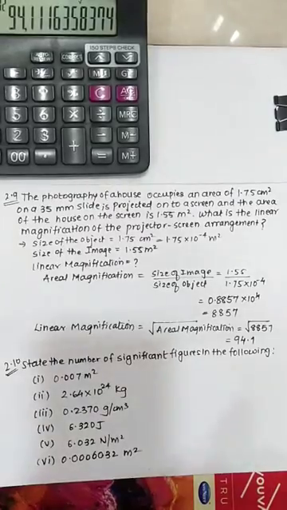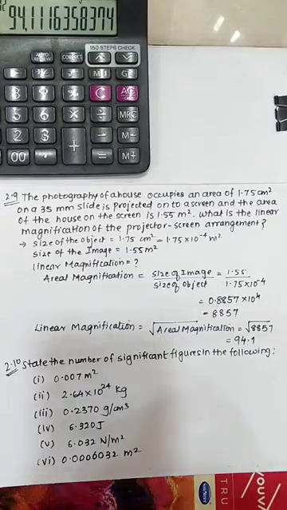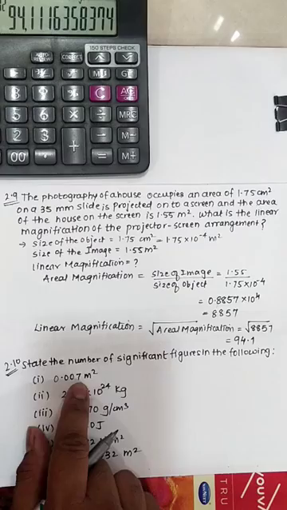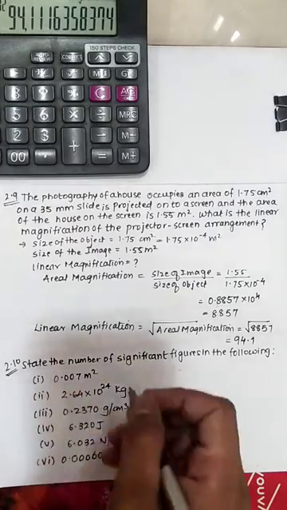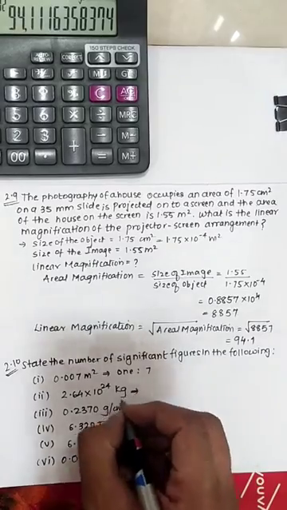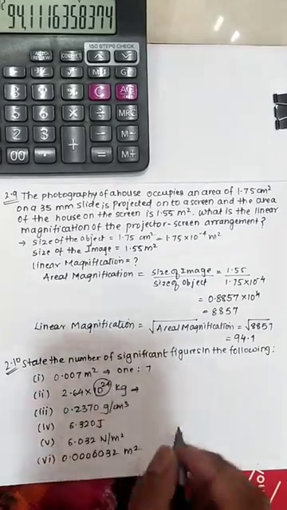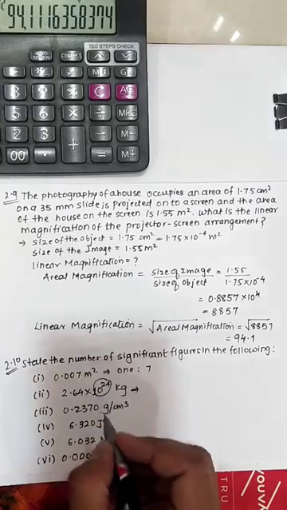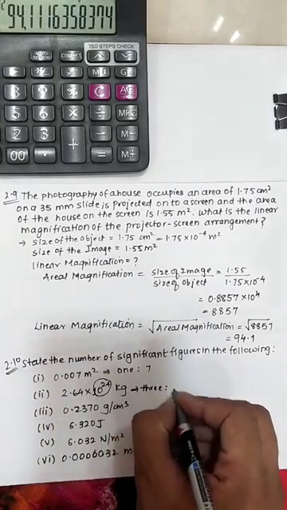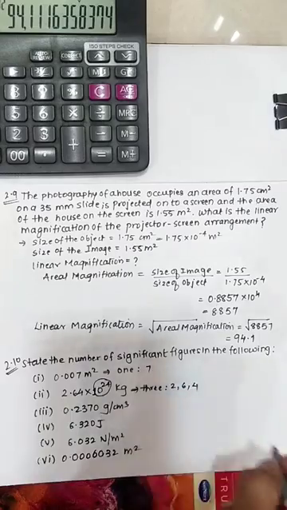The next question is to state the number of significant figures in the following. In the first case, 0.007. These zeros which are before the non-zero digits are not considered significant digits. So the first is only 1, that is 7. For the second, you can check, 10 power never comes into significant figures. Remember, this 10 power never comes into significant figures. So the answer is 1, 2, 3. So you can write 3. That is nothing but 2, 6 and 4. Till this clear?